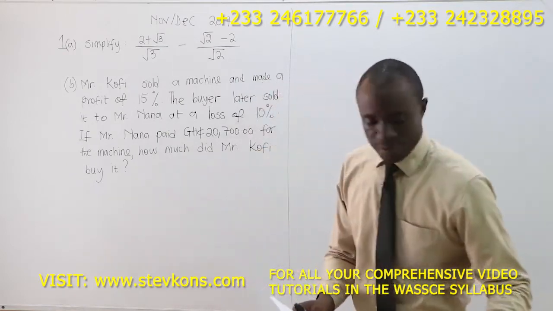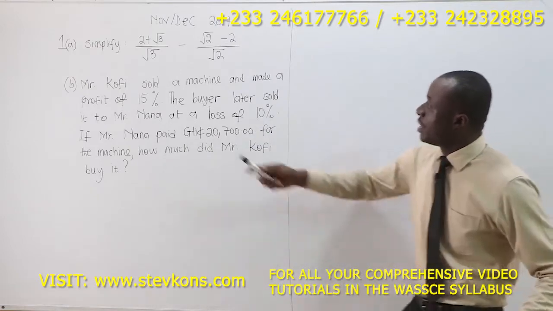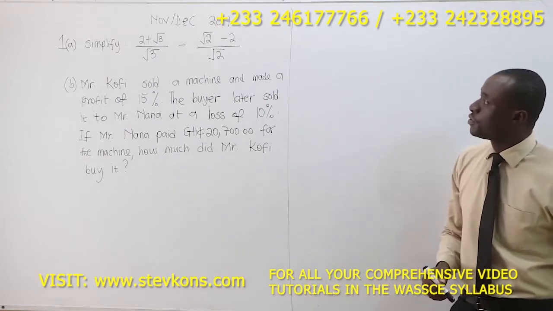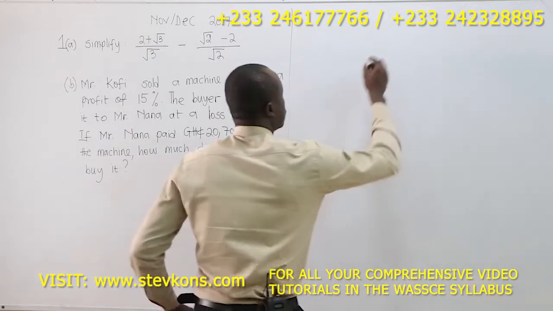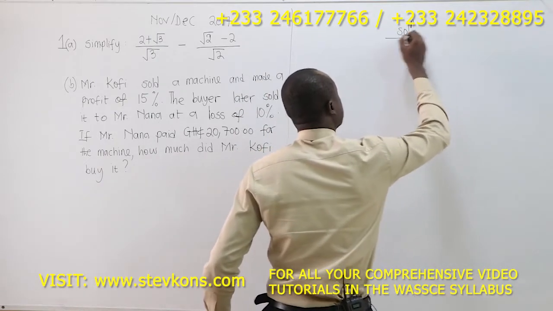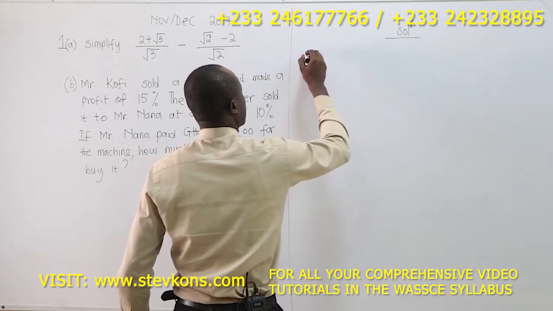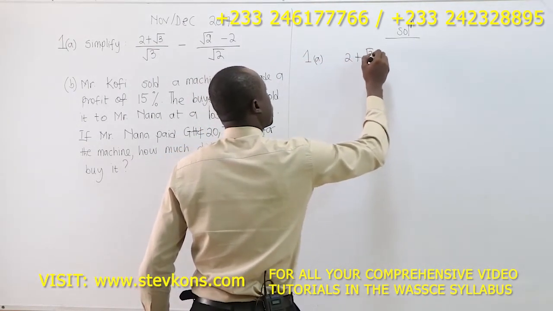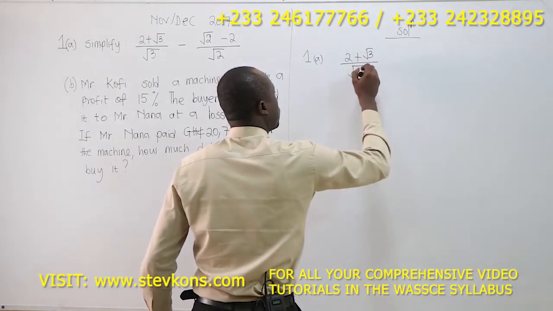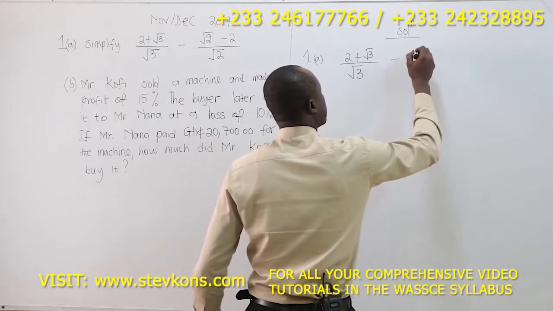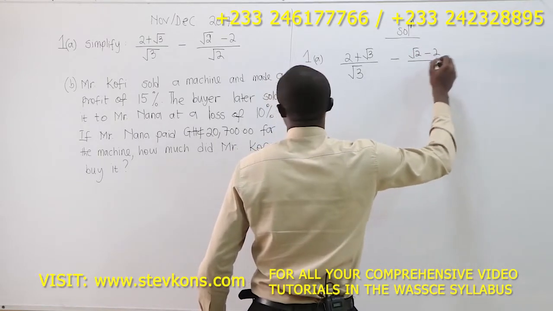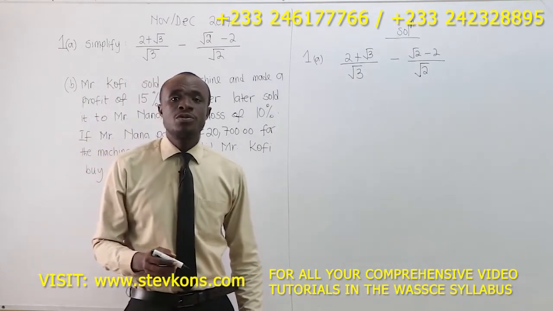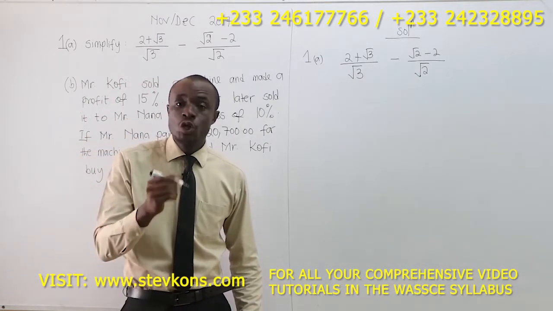Now let's see the first question. Question number 1. Simplify (2 plus root 3) over root 3, minus (root 2 minus 2) over root 2. So we have (2 plus root 3) over root 3 minus (root 2 minus 2) all over root 2. Now, what are we supposed to do? All that we need to do is to rationalize. Now, how do we rationalize?